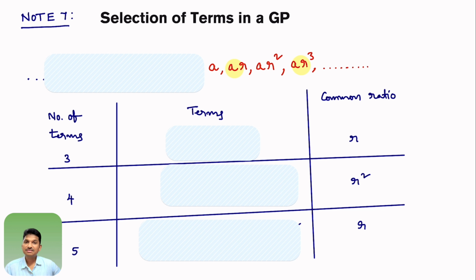In the last class, we learned what is geometric progression and we learned 6 important note points related to it. In this class, we will learn another 4 or 5 note points related to geometric progression. If necessary, we'll do problems related to it also.